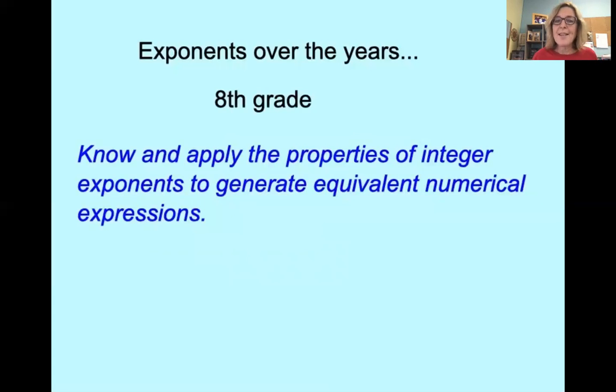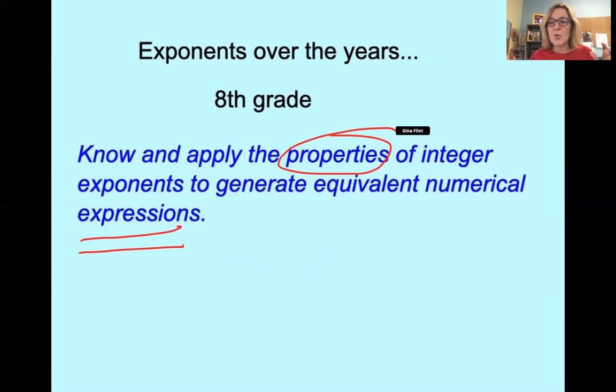Now, what happens in 8th grade is that the standard we're working on says that you will know and apply the properties of integer exponents to generate equivalent numerical expressions. That means we're going to find ways to express two quantities or two expressions. Now, properties means they're sort of like rules, and we're going to learn the properties of exponents.